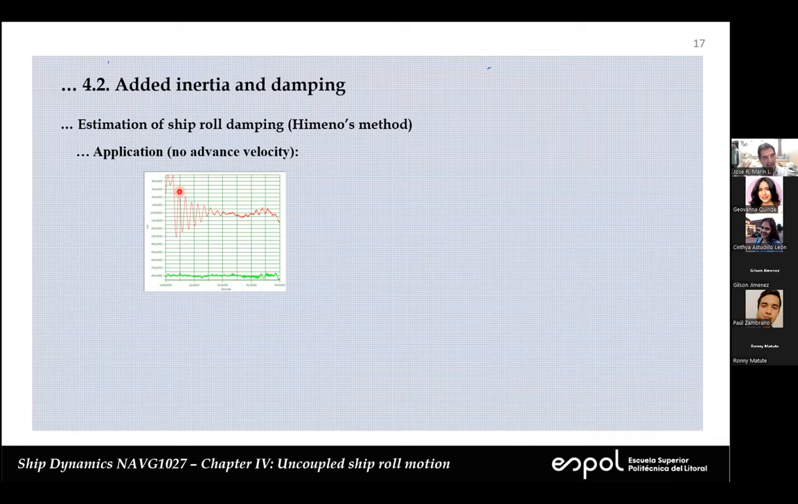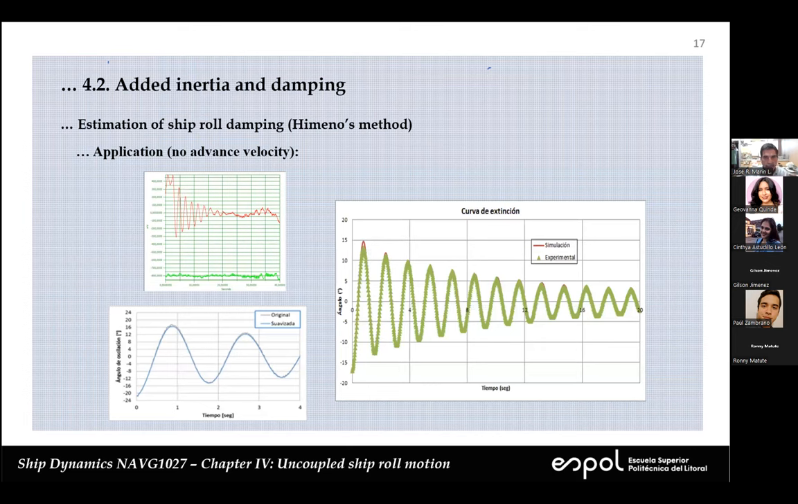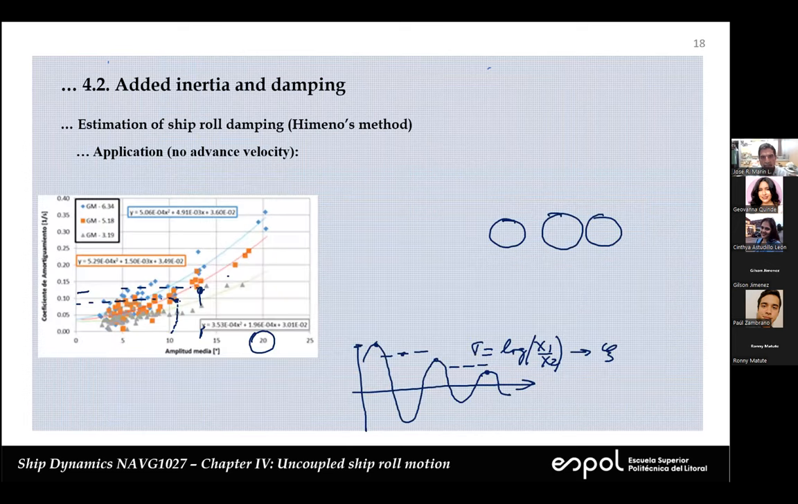And from there, you can apply logarithmic decrement, and from there you can get the damping coefficient. So you can have a damping coefficient from Imeno's formulation and another damping coefficient from experimental tests, and we can compare. So you're going to do that.